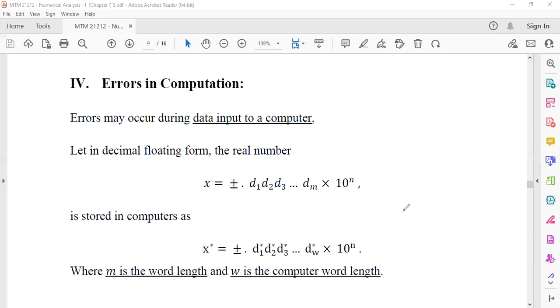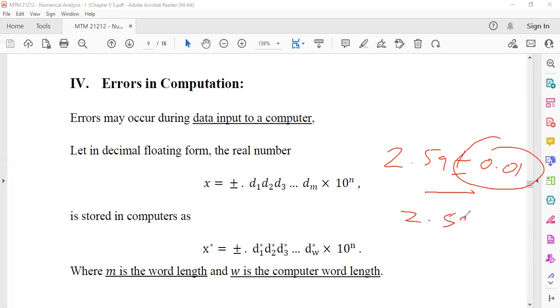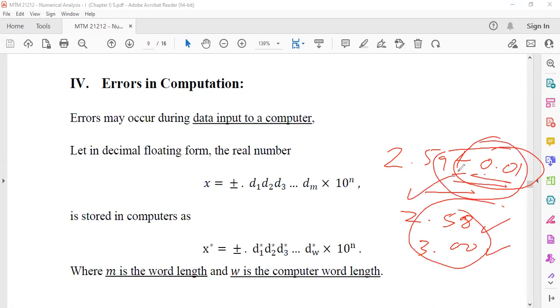Okay, so for example, if you have the value 2.59 plus or minus 0.01, this is a tolerance. This much plus or minus is acceptable, like 2.58 is also acceptable, and 2.60 is also acceptable. That's the thing. So this is what we call a tolerance. This much we can accept, tolerate.